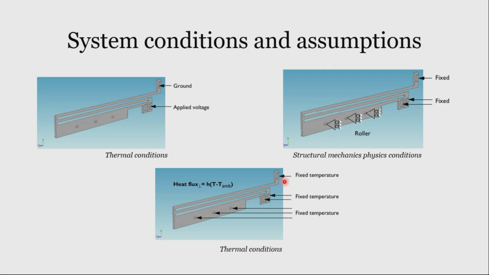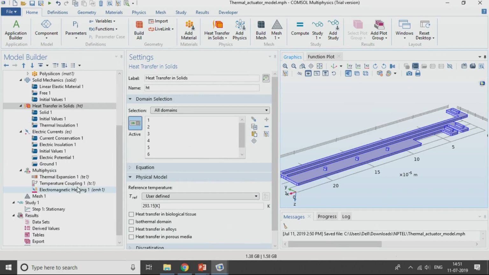So, we are not going to change the temperature at the dimples and the anchors. All the other boundary conditions we are going to apply convective heat flux. Conduction is taken by default. So, let us go to heat transfer.